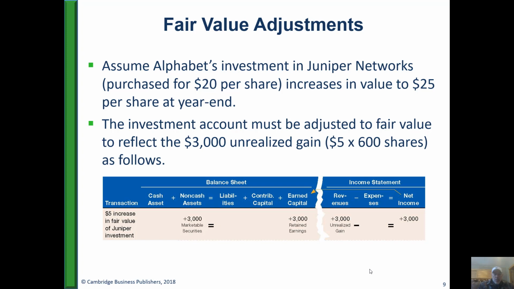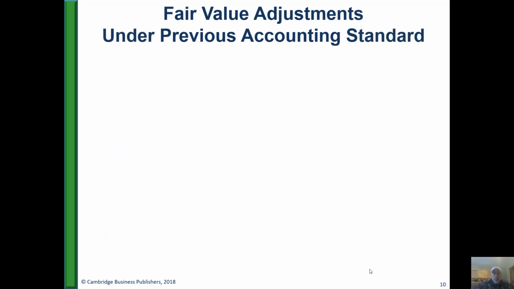So to do that, we would have the transaction at the bottom of the screen there, whereby Juniper increases by $5 per share. Our marketable securities increases by $3,000. So what we had formerly recorded, I think, at $20,000, we're going to add $3,000 to it, and now the balance would be $23,000. We're going to record an unrealized gain in the amount of $3,000, which will flow through net income and increase retained earnings. And that's an unrealized net gain. At some future date, we'll sell that, and that unrealized gain may become a realized gain.